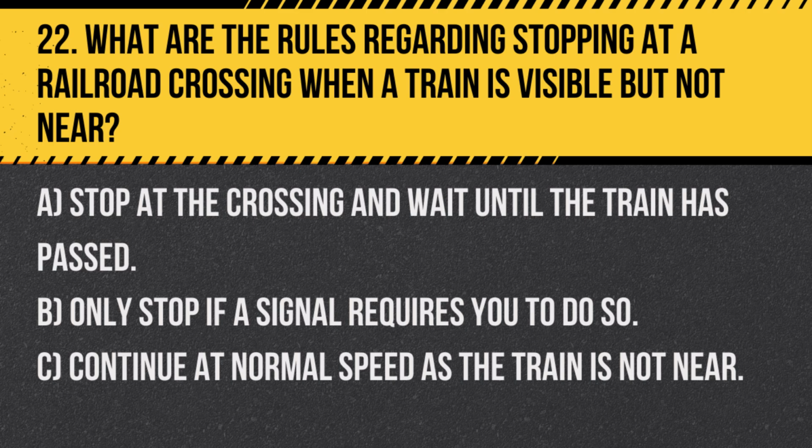Question 22. What are the rules regarding stopping at a railroad crossing when a train is visible but not near? A. Stop at the crossing and wait until the train has passed. B. Only stop if a signal requires you to do so. C. Continue at normal speed as the train is not near.